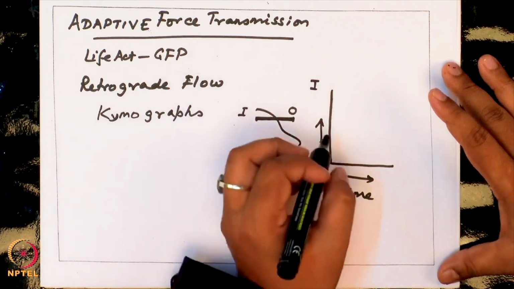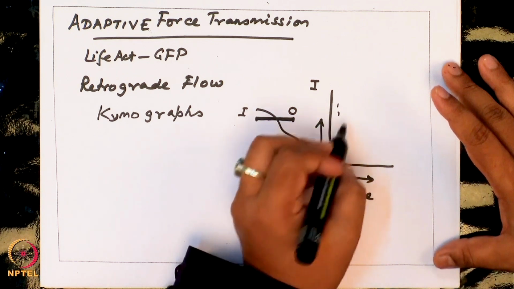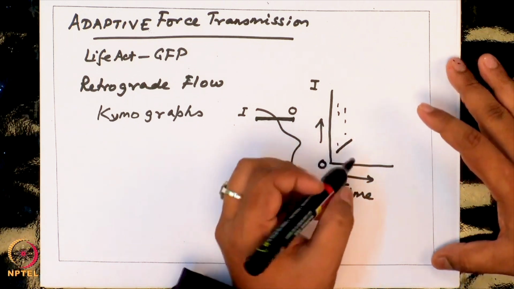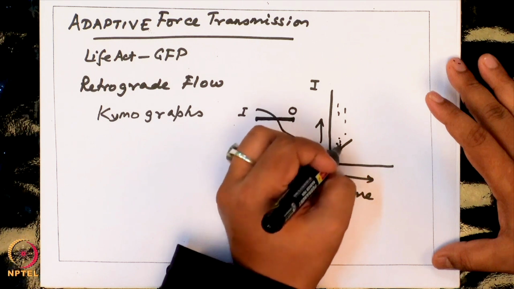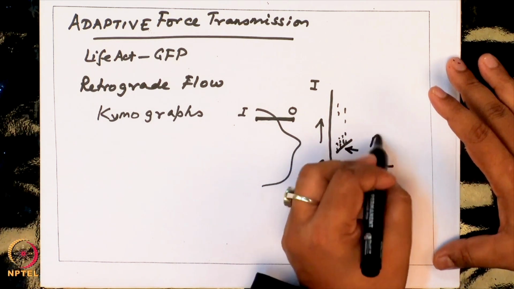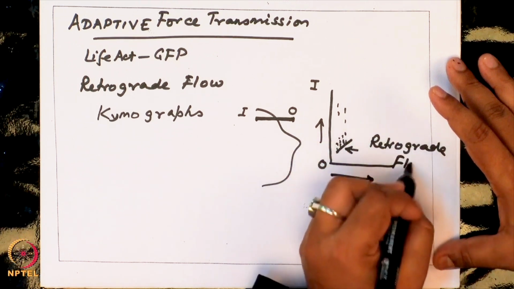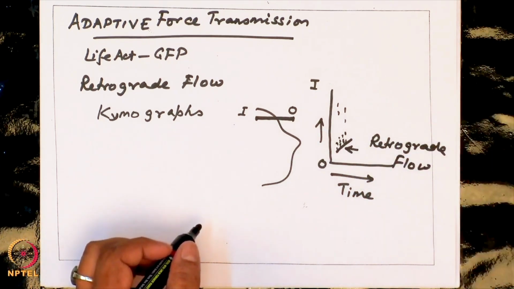If you had a fluorescent signal, then as a consequence of retrograde flow you will have a slope which you can draw. You can see the intensity which is at a certain point here goes on getting inside and inside. So, this slope is the signature of retrograde flow, and the slope of this line will give you the exact magnitude of the retrograde flow.